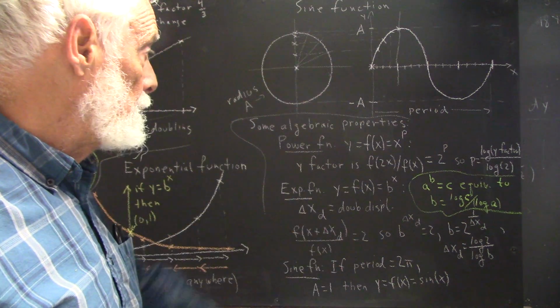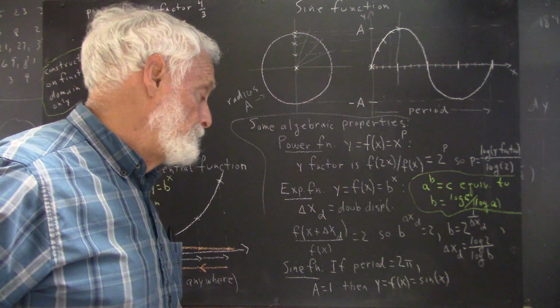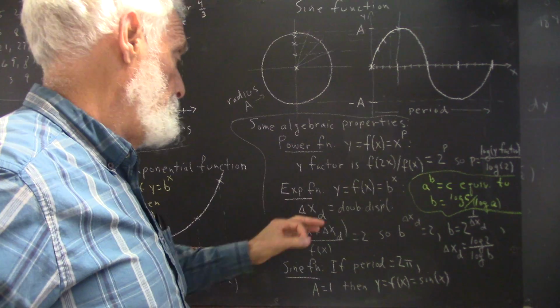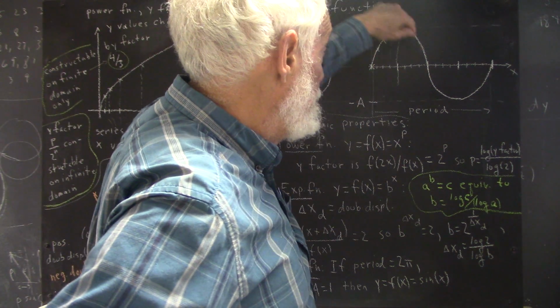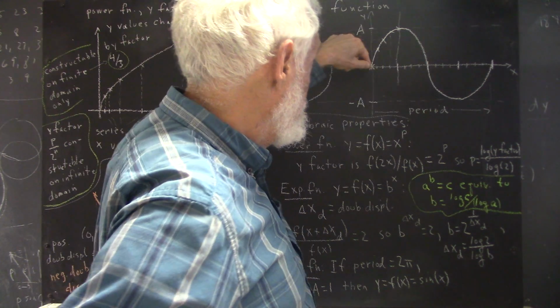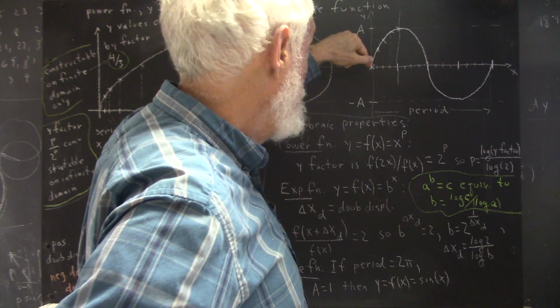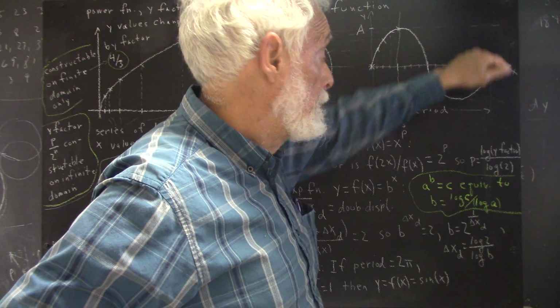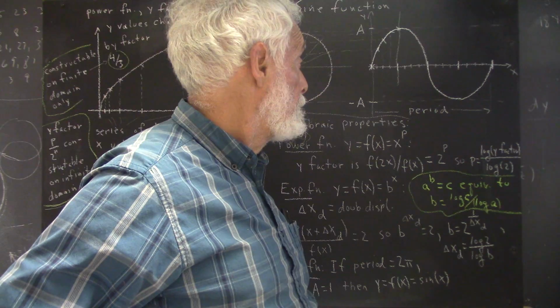Now, just one comment on the sine function, which we didn't study in depth, but I'll leave you this comment right now. The period of the sine function is the change in x, whatever your variable is here. It could be t, could be theta, could be a lot of things. The change in this variable from the start to the end of a cycle.